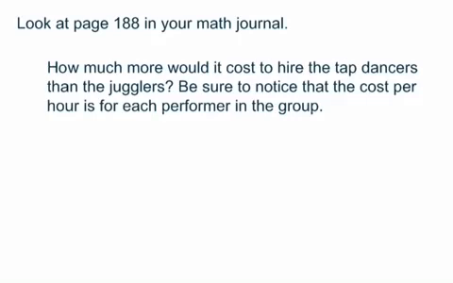Okay? So here's a question for you. Based on that data, how much more would it cost to hire the tap dancers than the jugglers? How much more would it cost? Be sure to notice that the cost per hour is for each performer in the group. I think you'll know what I mean when you look at that chart closely. Try and solve that. I am going to come back and talk about how to do it.